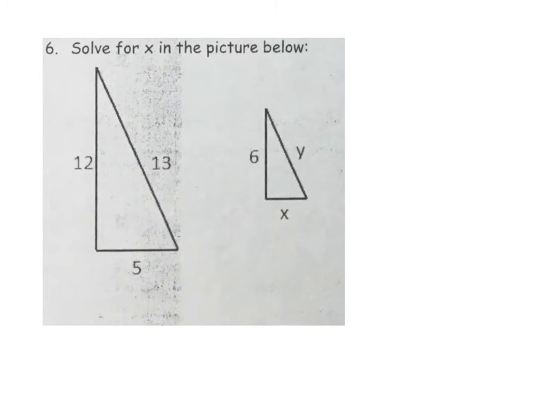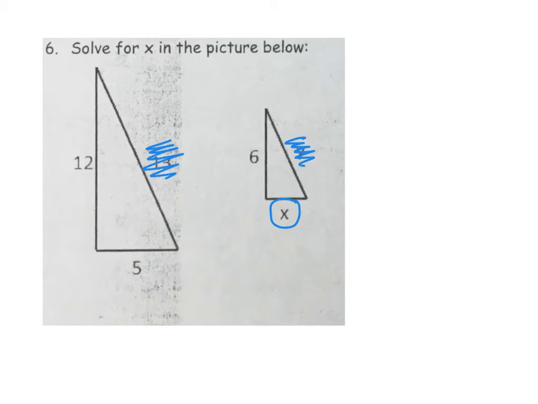Number 6, solve for X in the picture below. So X is right here. We'll circle that. Okay, so we can use the measurement of 6 or Y. I would like to use 6 because we don't know what Y is. So if I'm not going to use Y, then I'm going to mark out that 13, because that corresponds with the smaller hypotenuse for that triangle.